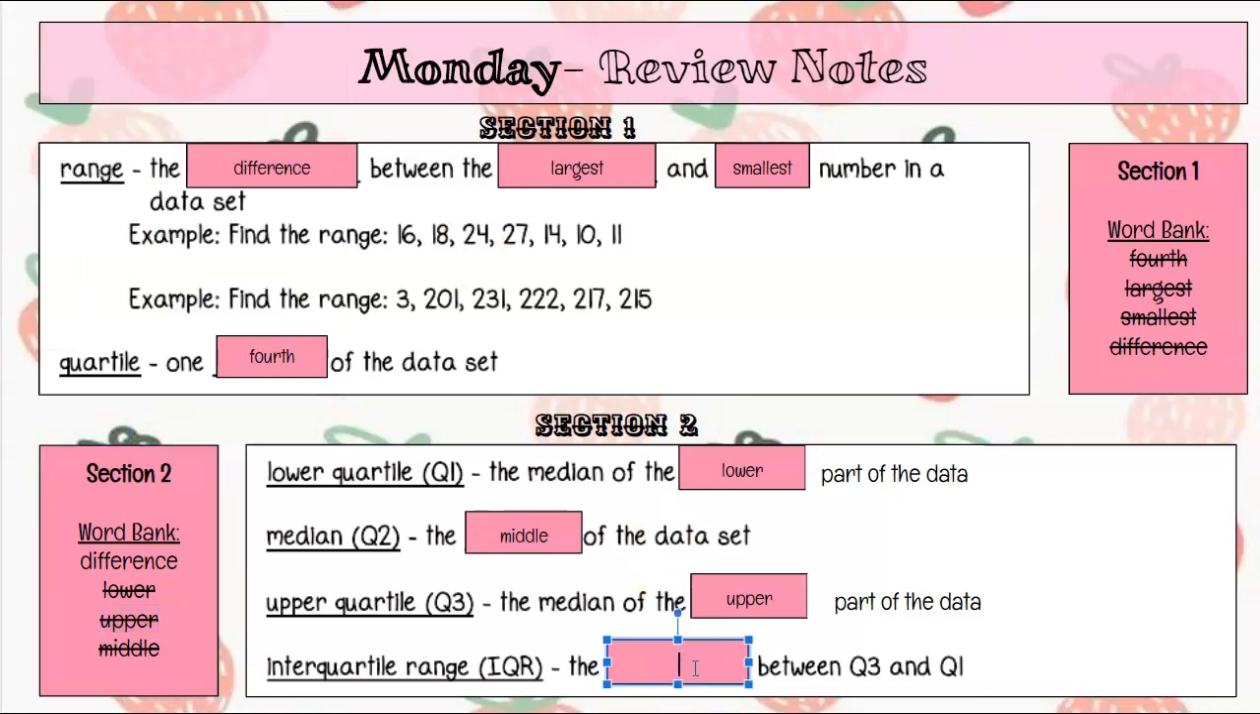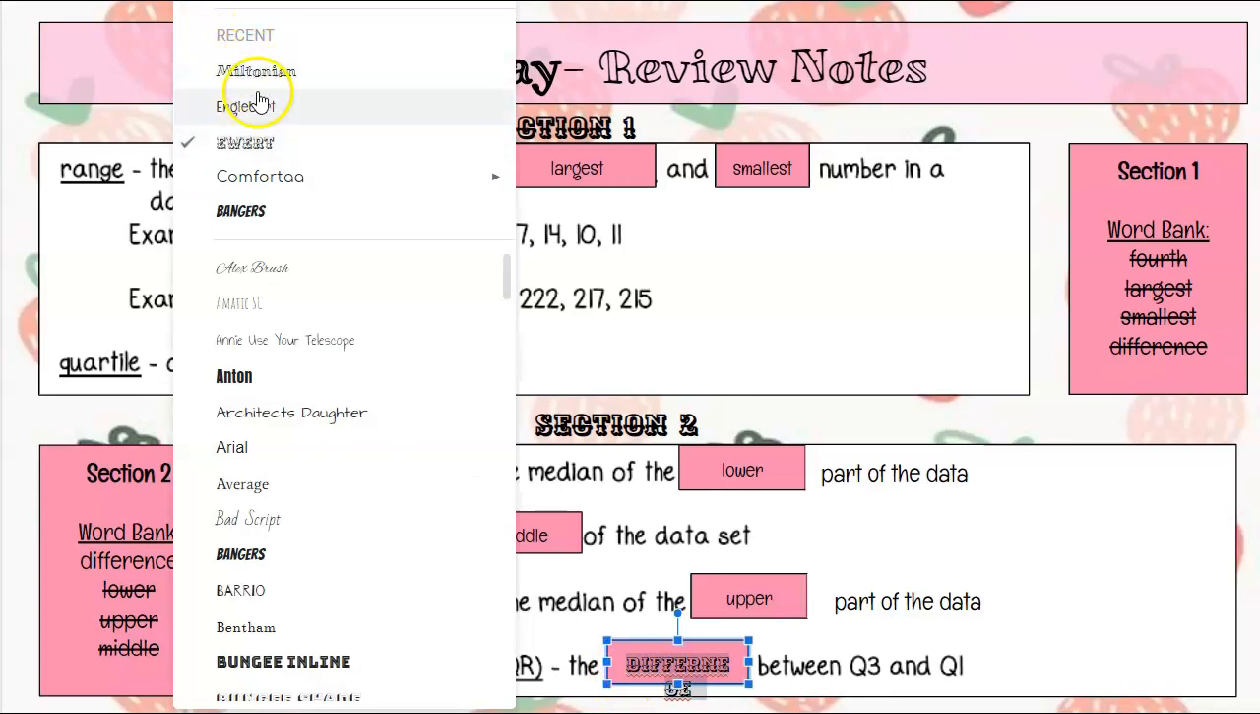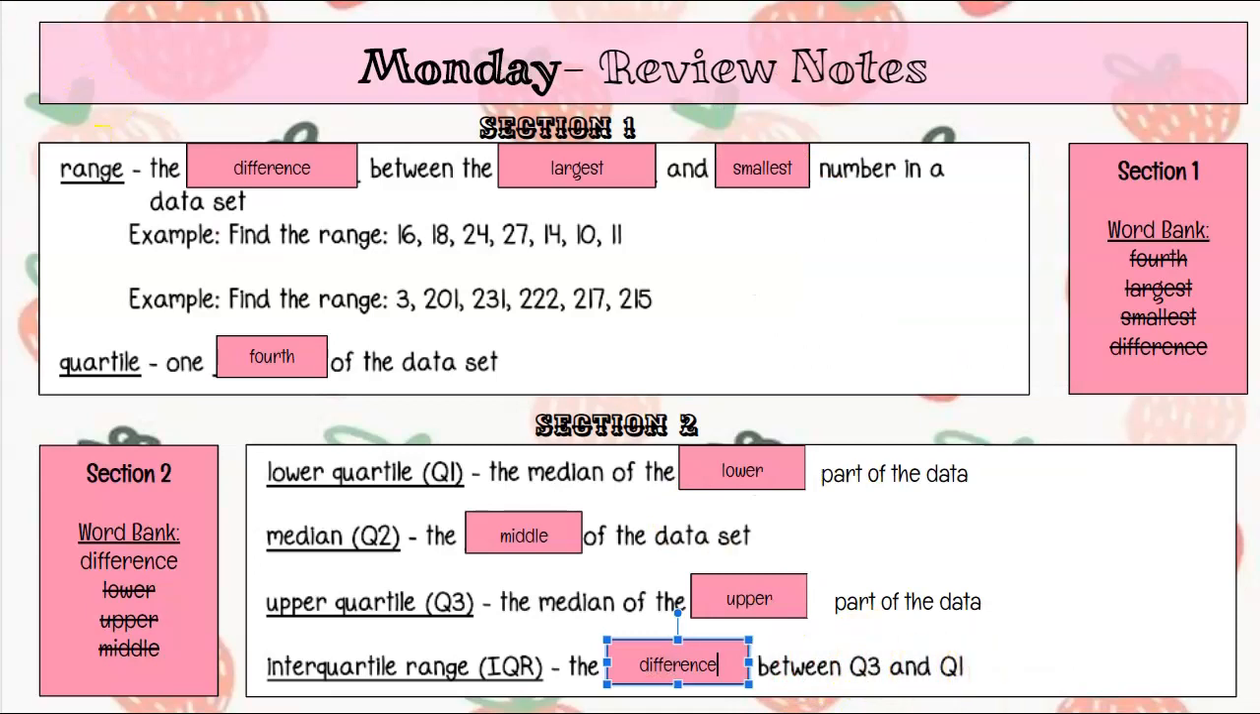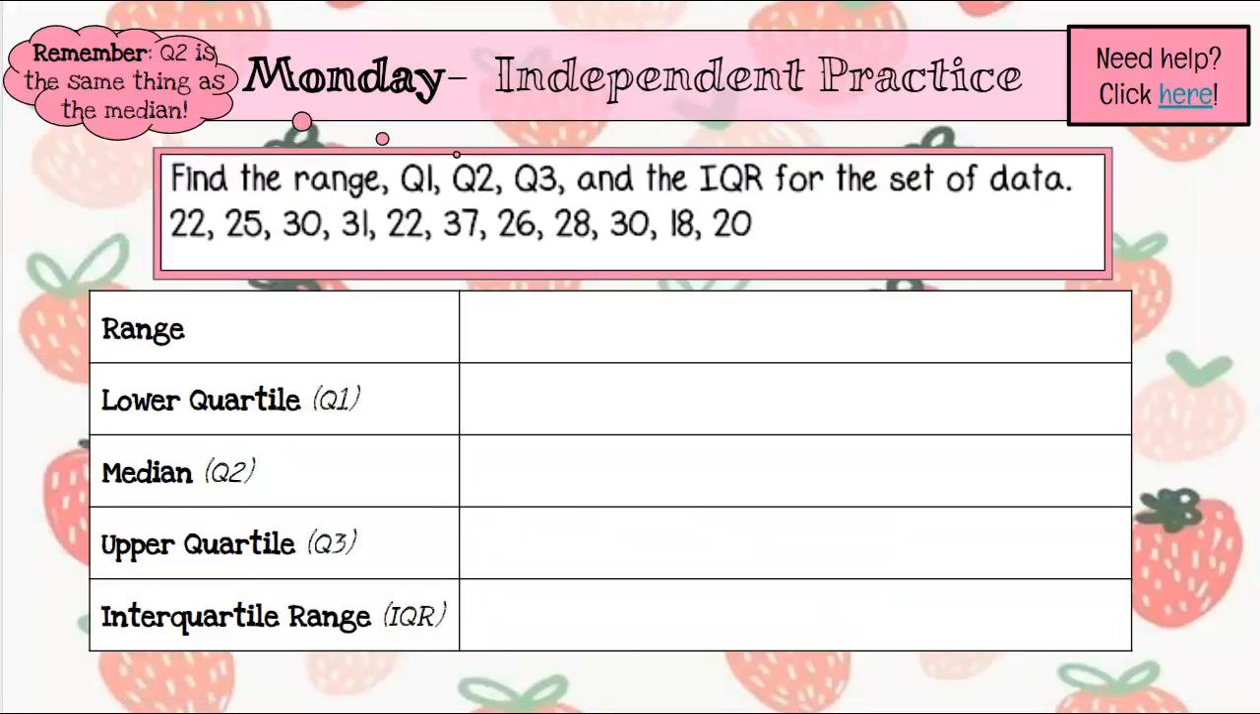And finally, the interquartile range is the difference, again, I don't know why the font was there. This is the difference between quartile 1 and quartile 3. Moving on to our second slide, it wants us to find the range for the quarter 1, quarter 2, quarter 3, and the IQR, or the interquartile range. Now remember, quarter 2 is the same exact thing as the median, so don't get that confused. It's just the median of your set of data.